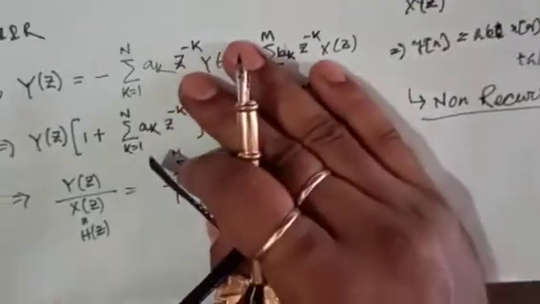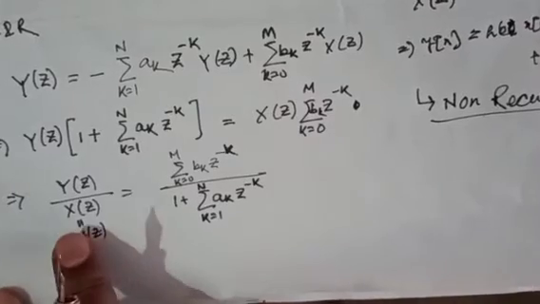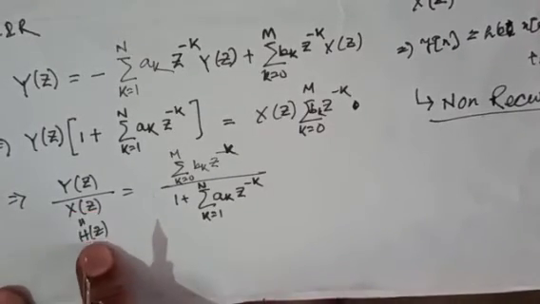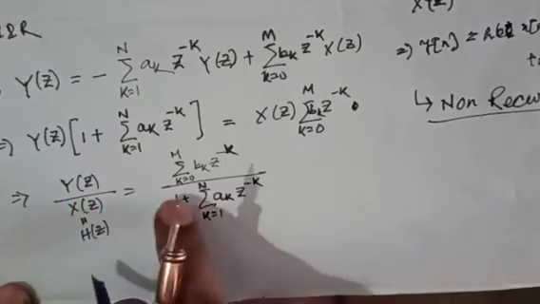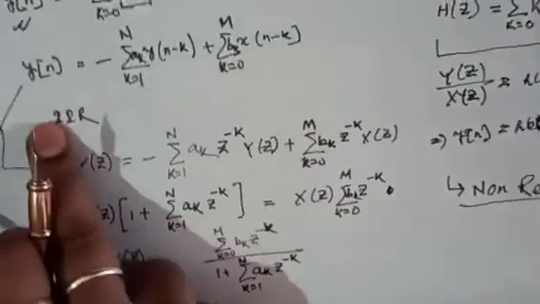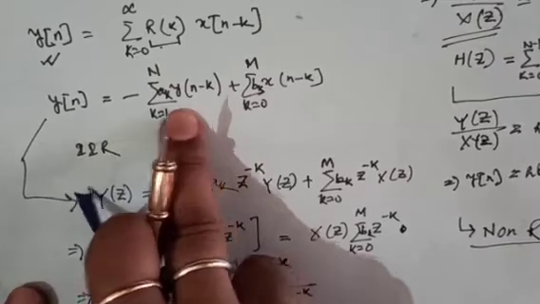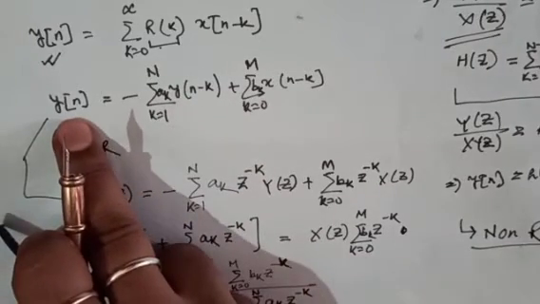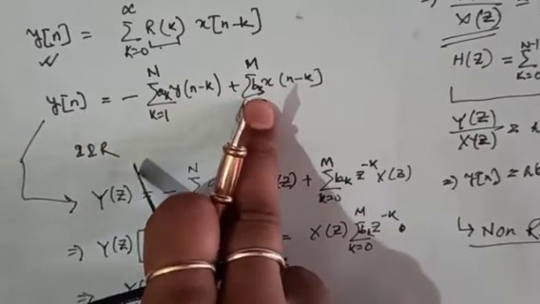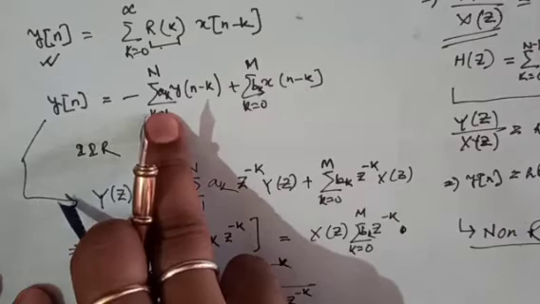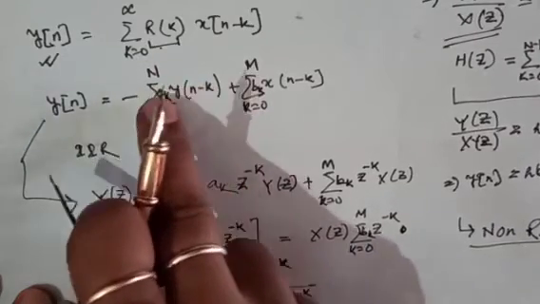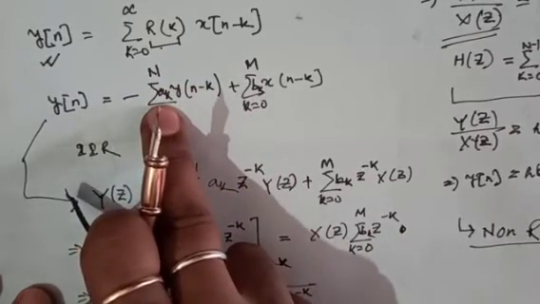But if you look at this equation, H(z) is Y(z) divided by X(z), from which if you go back you will get this equation. So at any instant of time n, it depends on the present input, some past inputs and past outputs. So these are your past outputs, that means it has some feedback.